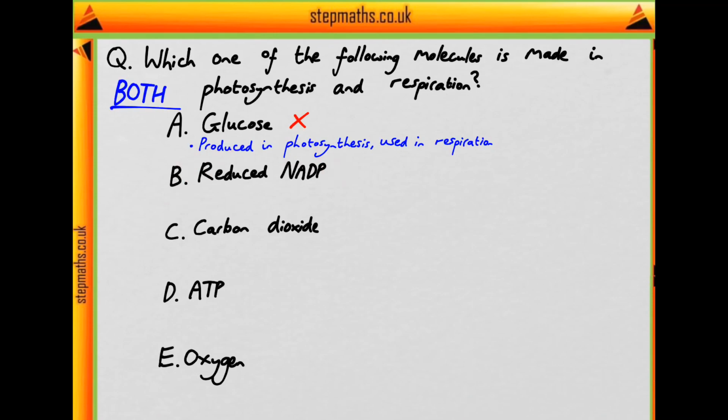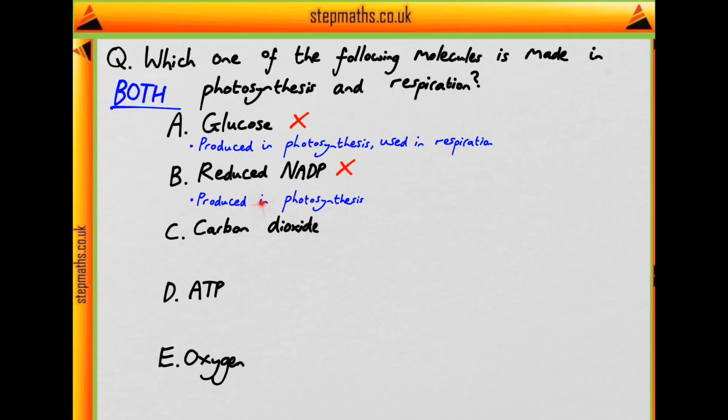Next we have reduced NADP. So we know that reduced NADP is produced in photosynthesis in non-cyclic photophosphorylation, but reduced NADP is not produced in respiration. Instead, reduced NAD is produced in respiration, often shown as NAD+. And a way to remember this is this P here. Reduced NADP, P doesn't actually stand for photosynthesis, but we can remember P, photosynthesis, so that allows us to remember reduced NADP is produced in photosynthesis, whereas reduced NAD is produced in respiration.